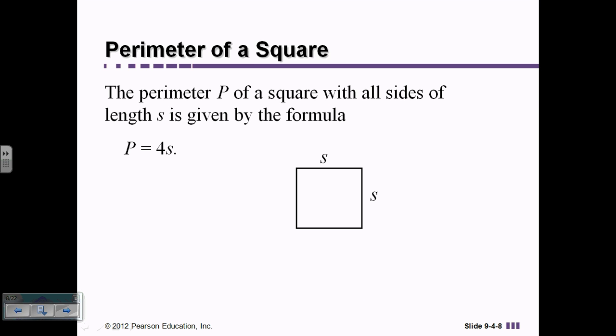The perimeter of a square, remember that all the sides of a square are the same. So all the sides in this example are S. So if I wanted to find the perimeter of the sides of the square, I would say S plus S plus S plus S, which we'll abbreviate to 4S.